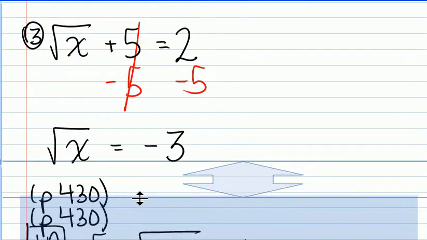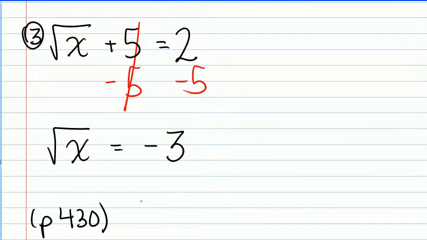Can a square root equal a negative number? Hopefully you're thinking no, because that's the right answer. Since the square root of an x cannot equal a negative number, the answer is no solution. If you were to continue to solve this, and you did square both sides, you would get x equals 9.